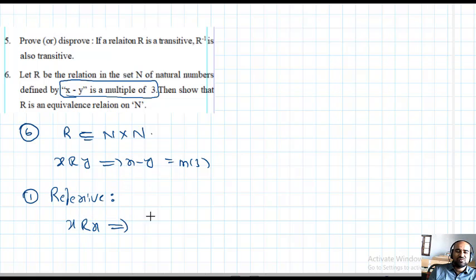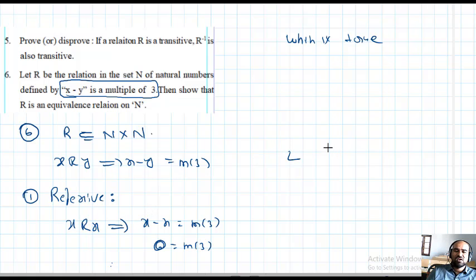x related to x, by the definition, what is that? x minus x is a multiple of 3. That is, 0 is a multiple of 3. Correct? Okay, students, 0 is a multiple of 3, which is true. Don't think about whether 0 is in N or not. That is not important. x related to x should be true.